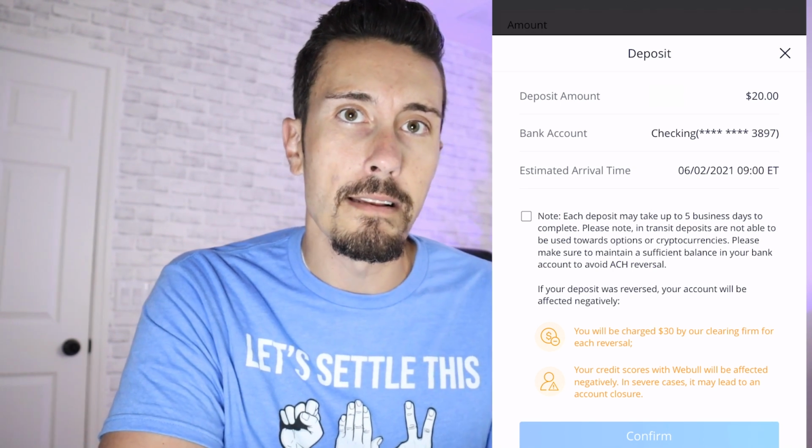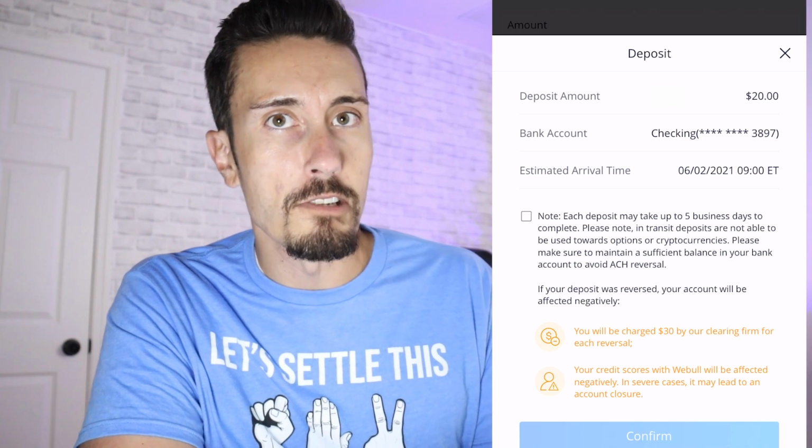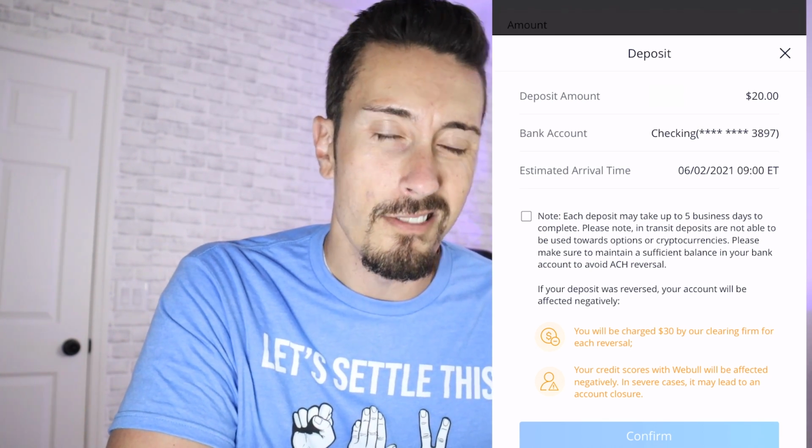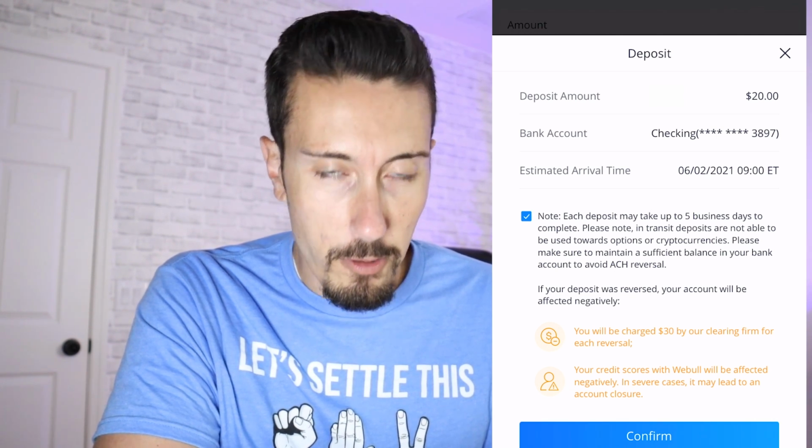Now, of course, they don't just immediately hand off the money from your bank account. There is a little bit of a process between transferring money from your bank account into your Webull account, so just something to keep in mind. You then have to click that you agree right here by clicking that box.